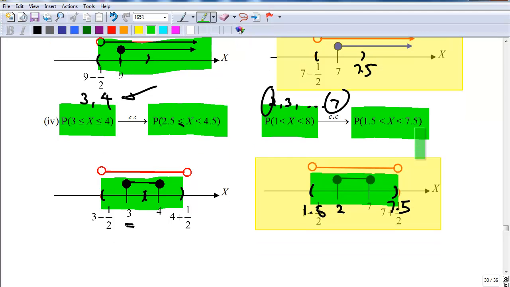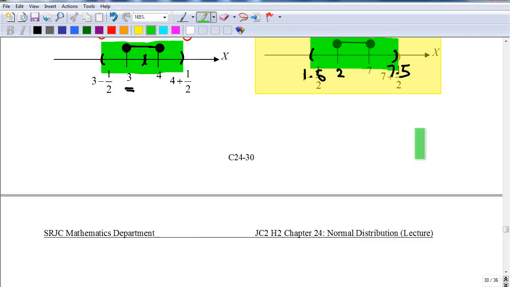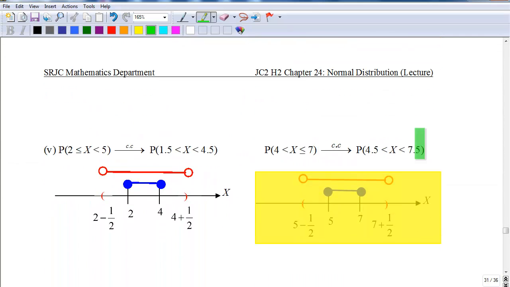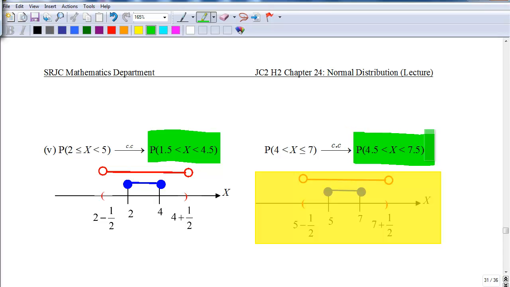Now there is one last one on the next page. I think you can try this out on your own. See whether you can get the answers here and here.